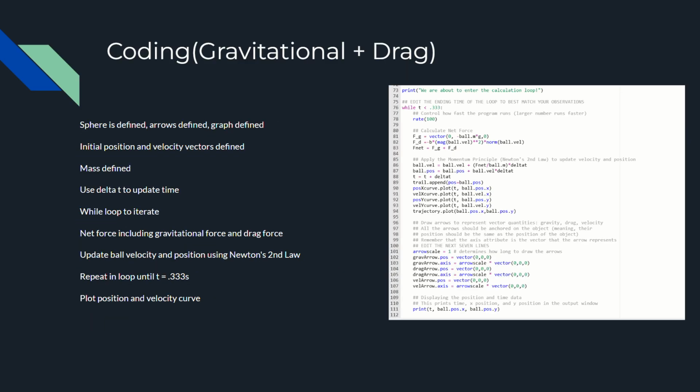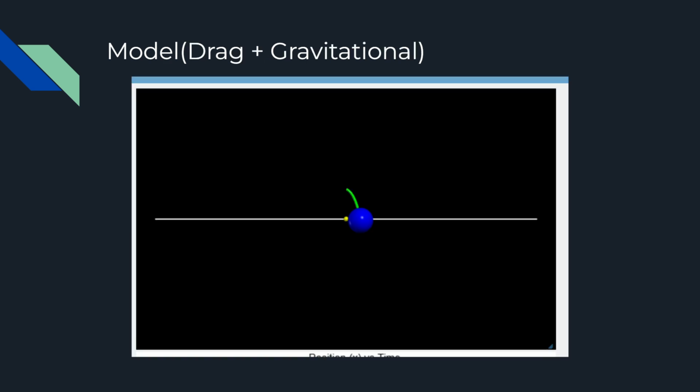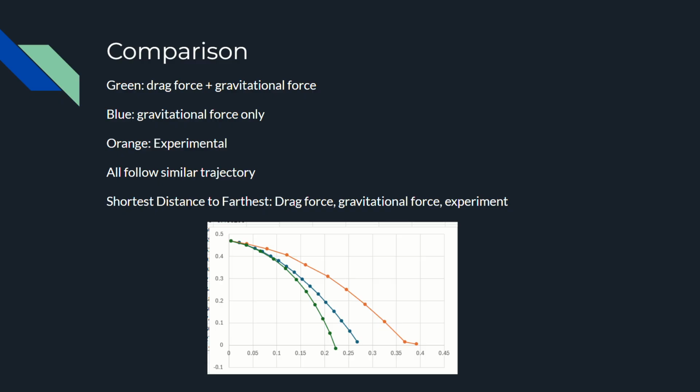Next, in the second simulation, including gravitational force and the drag force on the object, I did the same steps of code. However, when setting the net force, I included both the gravitational force and the drag force. Here's the model for the gravitational force and the model for the drag and gravitational force. And now here are the graphs of the two simulations and the experiment data. The green is the drag force and the gravitational force. The blue is only including gravitational force, and the orange is experimental.